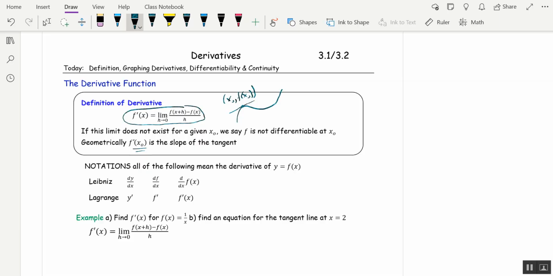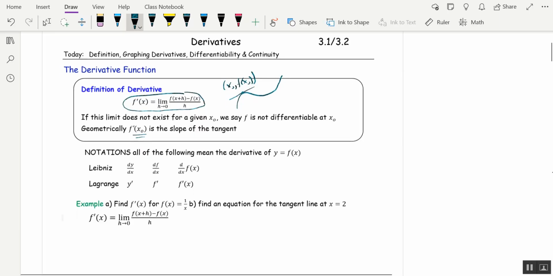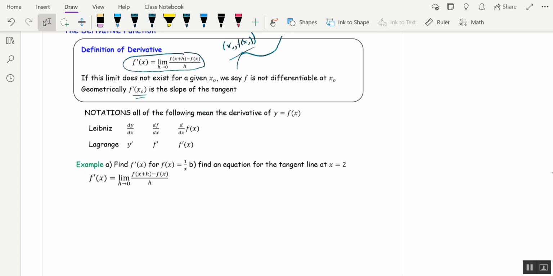And so there are many different notations for derivatives. I've just listed a few here, the ones that we're going to use most often: Leibniz notation, like dy dx or df dx, and then Lagrange notation, which is the prime notation. All right, so let's do an example. Let's find the derivative of f of x equals 1 over x, and then we'll find an equation for the tangent line.